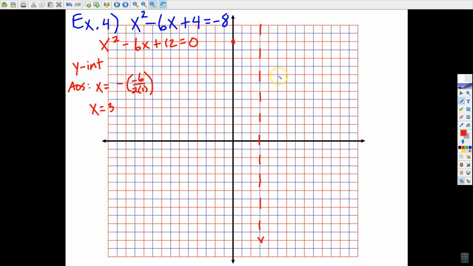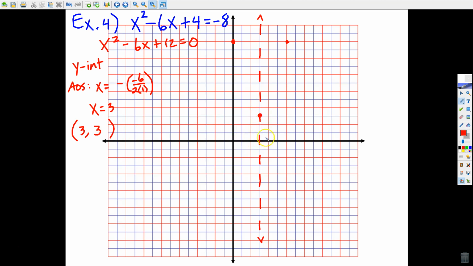Okay, little dotted line to show the AOS. Now I can match this point up, 3 places to the left for the y-intercept, 3 places to the right for the match. Let's find the vertex. Well, I know it's got to be 3 something. Let's see, what do we get when we input 3 into this red equation, the one that's solved for, that made equal to 0? 3 squared is 9, 9 minus 18 is -9, and -9 plus 12 is 3. So I get the point (3, 3) as the vertex.